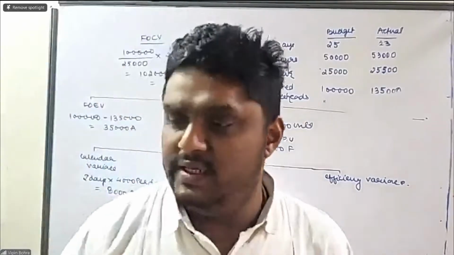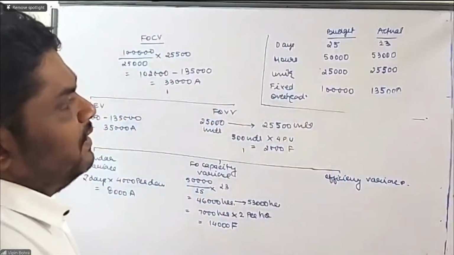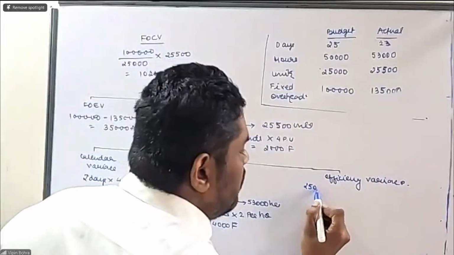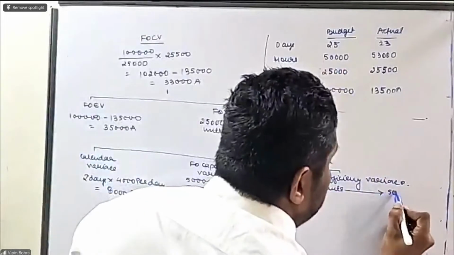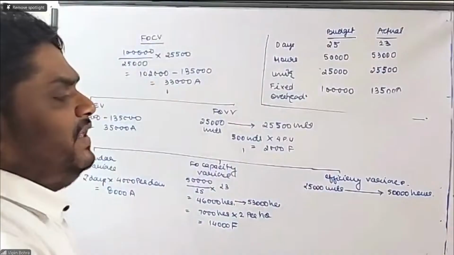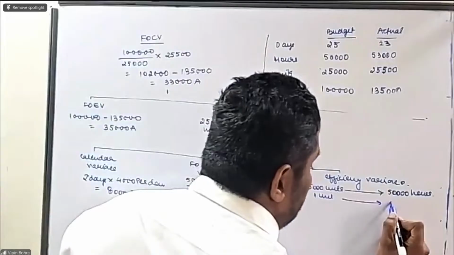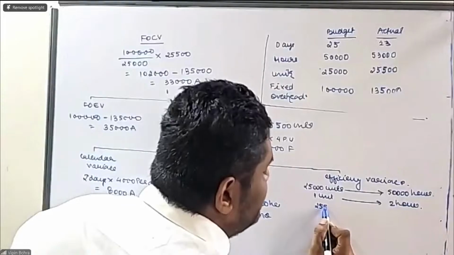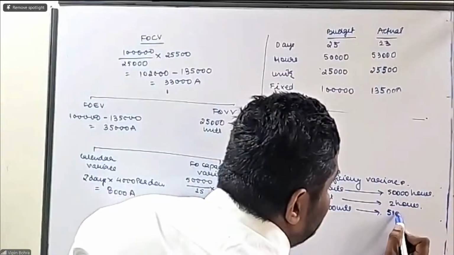So let me solve efficiency variance also. So guys, do pay attention. See, 25,000 units, 50,000 hours. So one unit, how many hours? 2 hours. So the actual units manufactured were 25,500 units. So this should be completed in 51,000 hours.